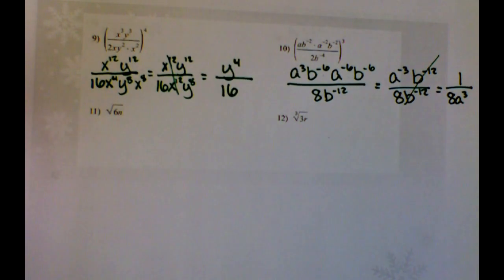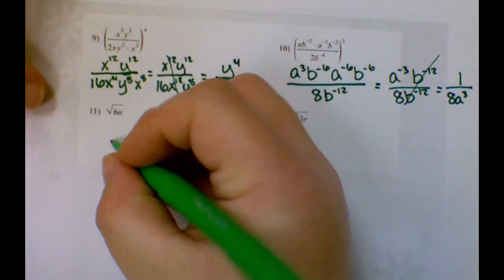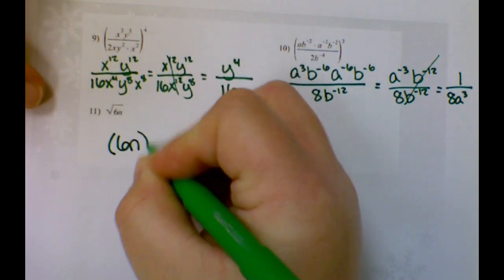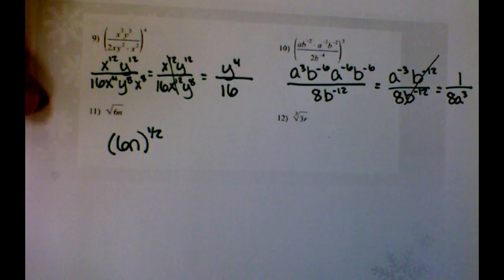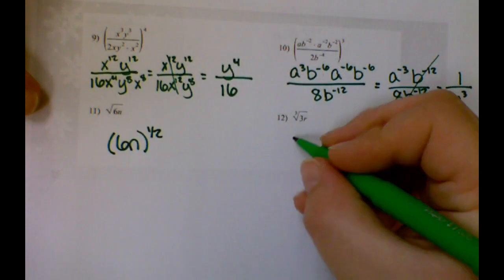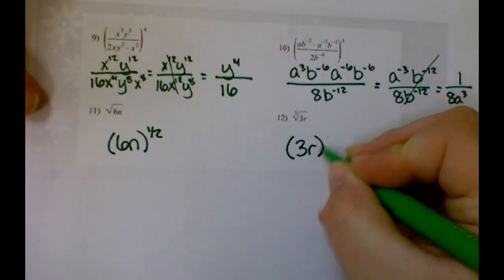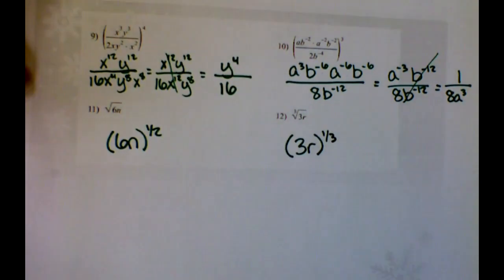And for 11, I just want to rewrite this with a rational exponent. A square root is the same thing as saying the inside to the 1/2 power. A cube root is saying the inside to the 1/3 power. And 2 more problems for us to simplify here.